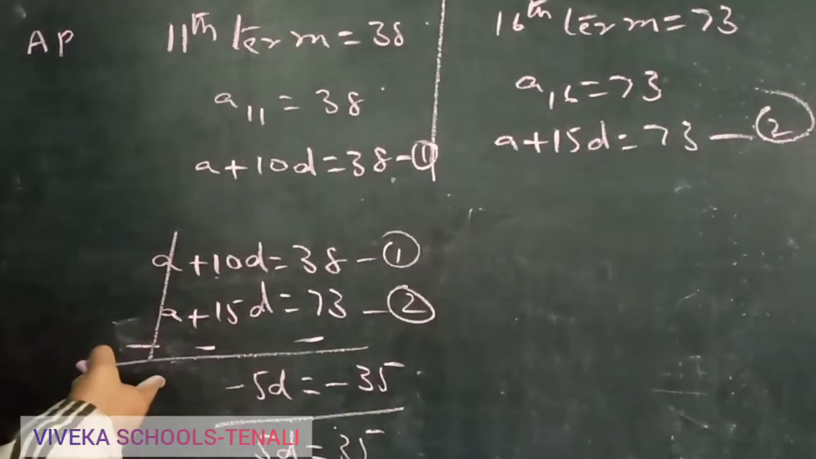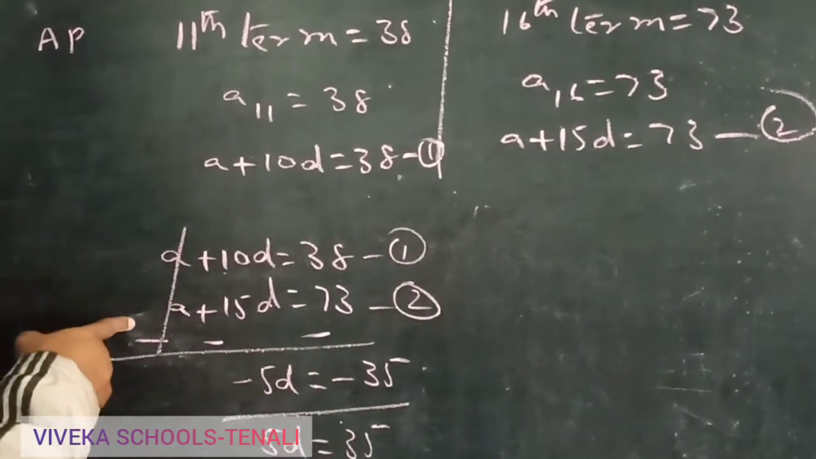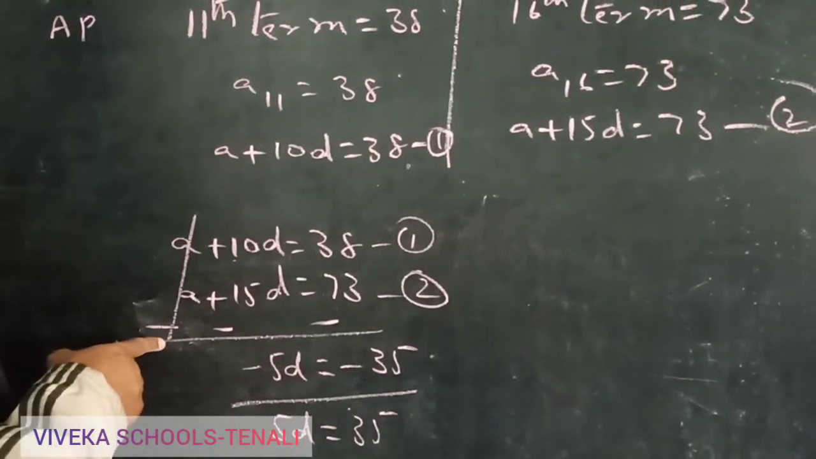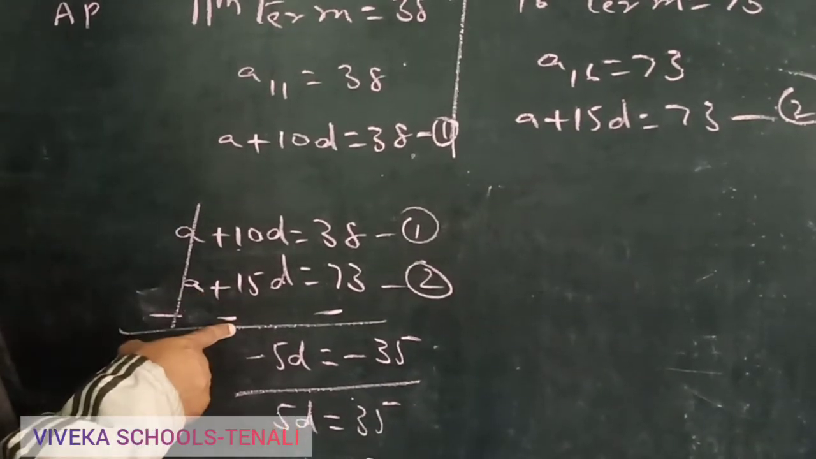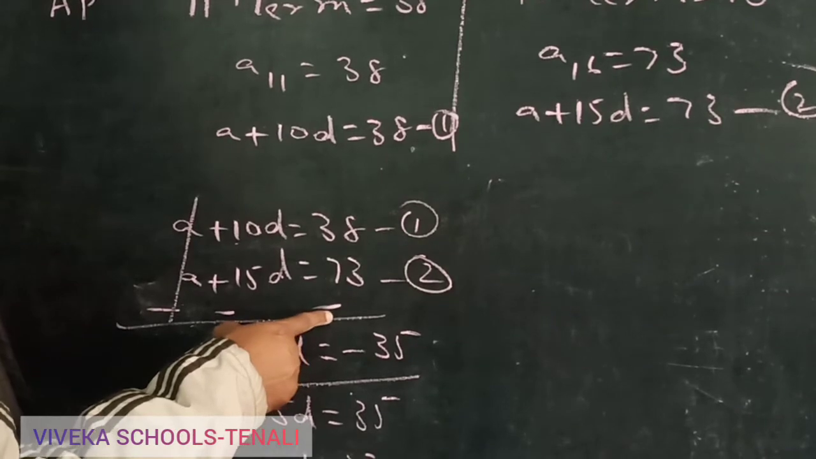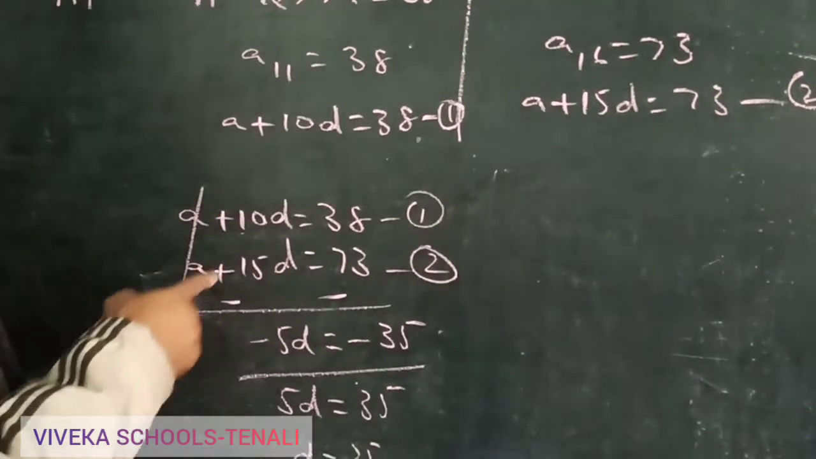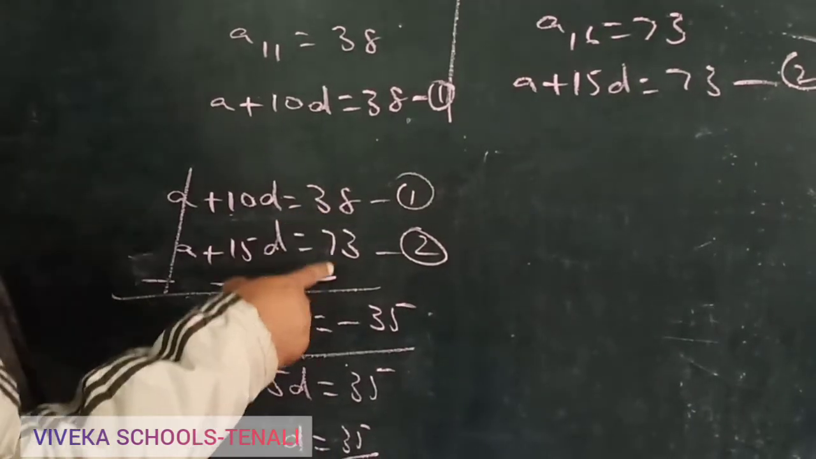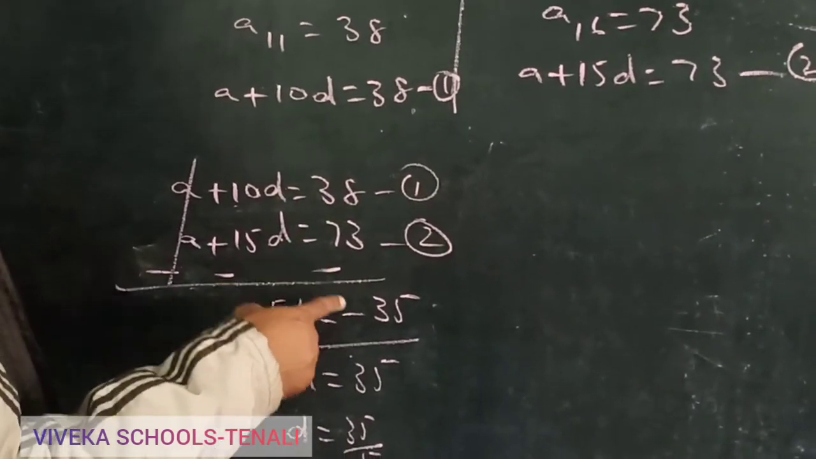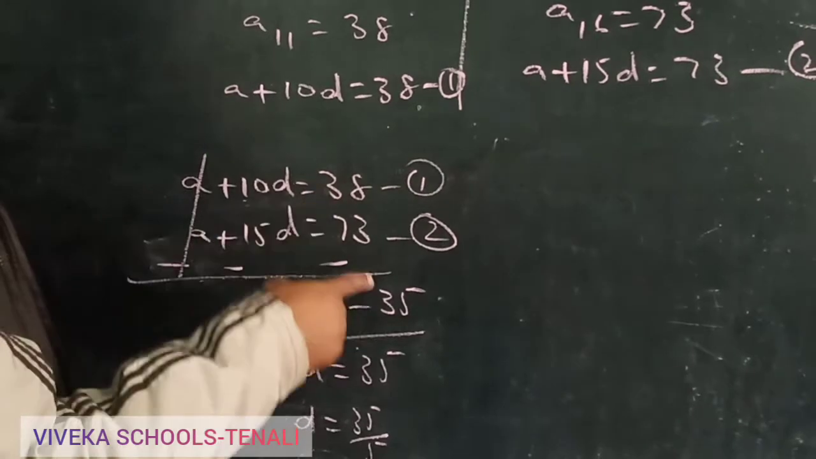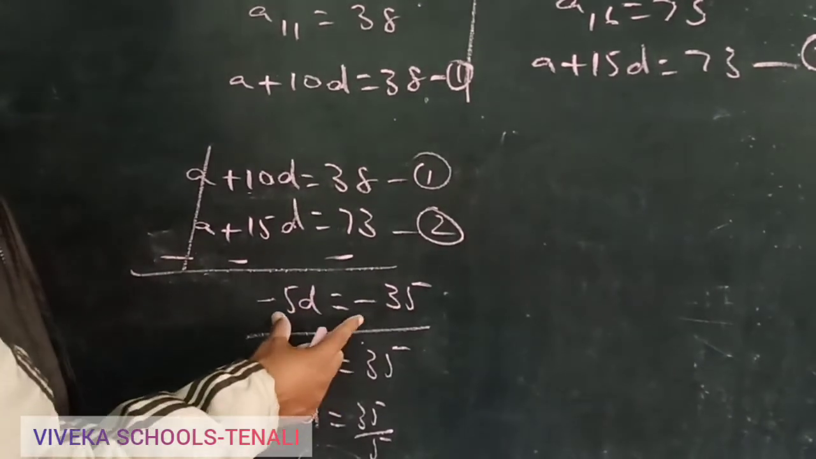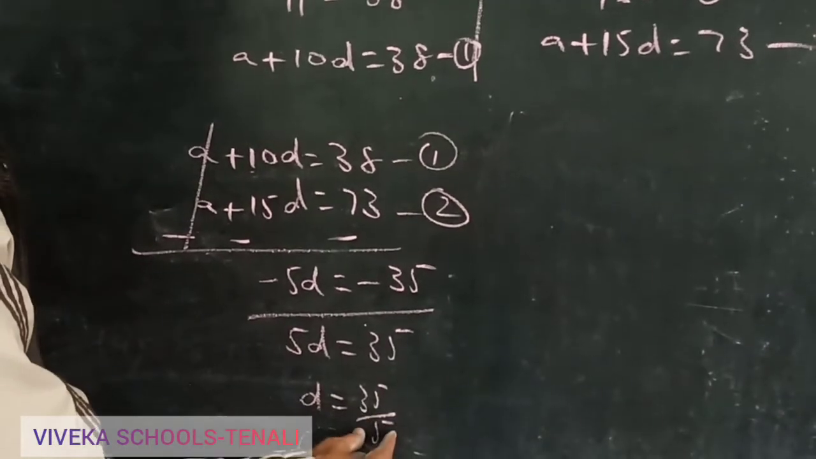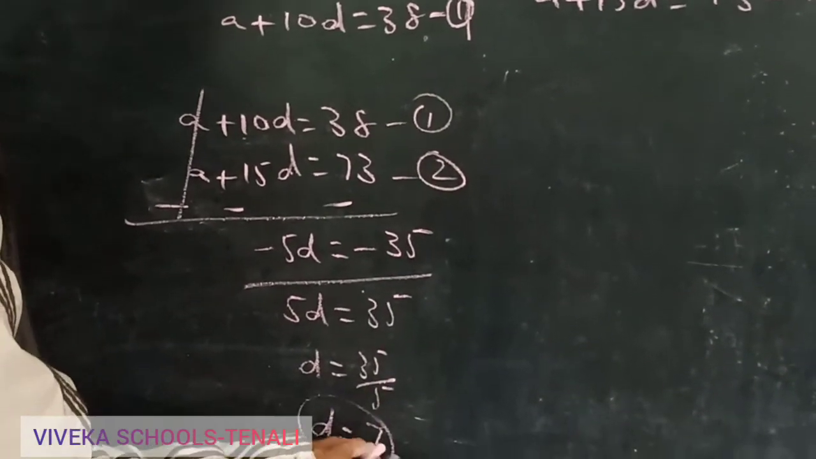Adding is not cancelling, so subtraction. Subtraction means change the signs of the second polynomial: positive A, minus 15D, minus 73. So plus A minus A cancel. 10D minus 15D equal to minus 5D. 38 minus 73 equal to a negative value. 73 minus 38 equal to 35. Both sides need to cancel the negative. 5D equal to 35. D equal to 35 by 5. 5 sevens, D equal to 7.